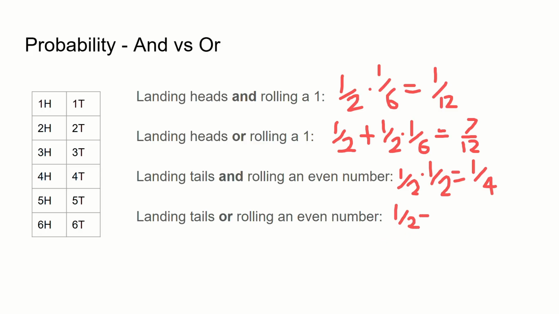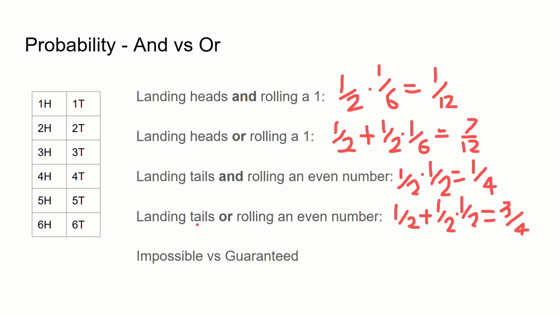But then, if we don't land tails, there is still, of the remaining half of the times we don't, of those times we can still roll an even number. So for this, we get a half plus a half times a half, which gets us 3/4. So generally, "and" will be multiplication, and "or" will be addition, but to make sure we don't double count, we will have to multiply it by the chance of not getting the first outcome.